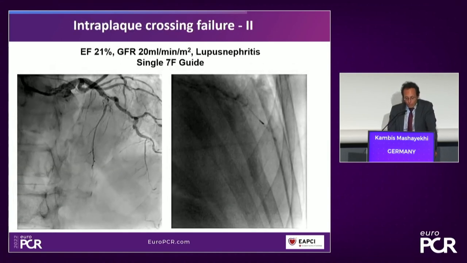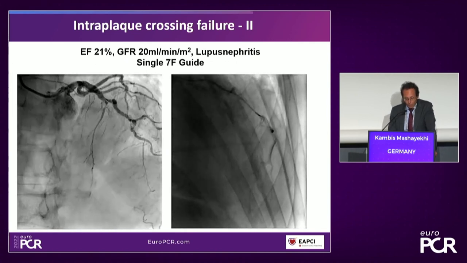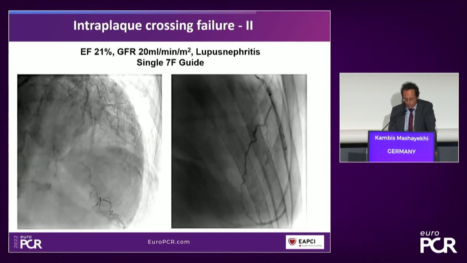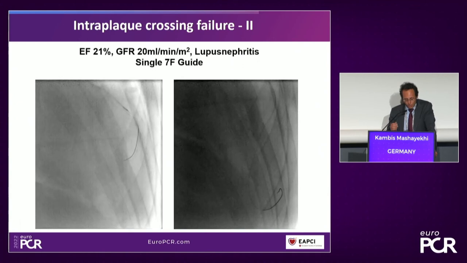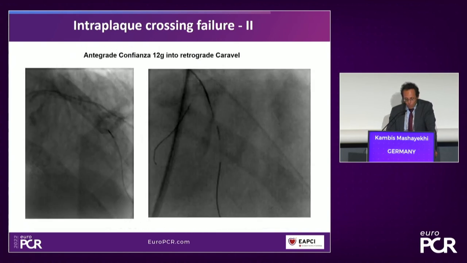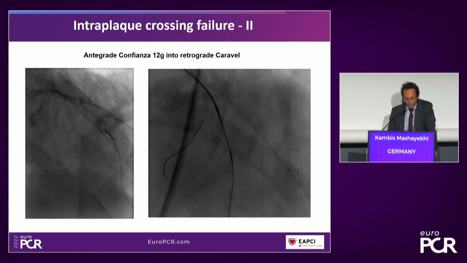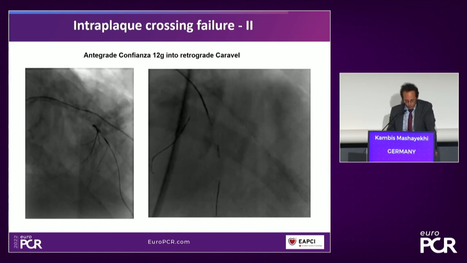So this is a different scenario here with low ejection fraction and also limited contrast use on an intraplaque uncrossable lesion, as you see here. And this was a super selective injection. Finally, a retrograde approach was achieved with a retrograde Cyan black. And well, go through this. What we have here after 3 cc of contrast is a retrograde injection and already something like a marker. A marker microcatheter, marker wire for my antegrade system. Antegrade confianza at 12 into the retrograde channel. Everything is perfect. Tip in, intraplaque.